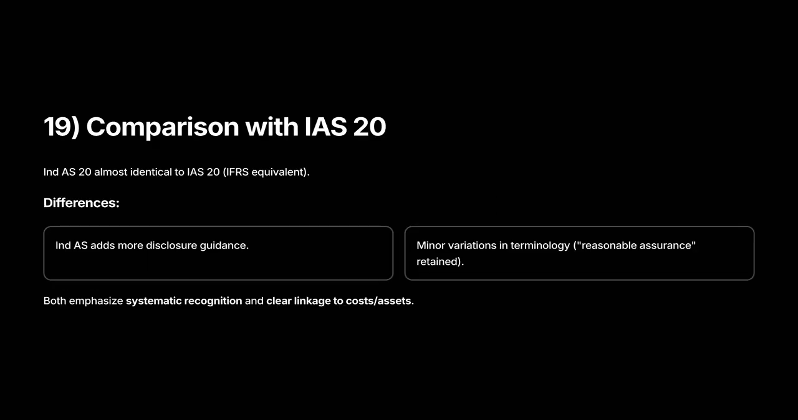Comparison with IAS 20. IND AS 20 is almost identical to IAS 20, the international standard under IFRS. The main differences are minor. IND AS 20 adds more detailed disclosure guidance and keeps the term reasonable assurance. So if you understand one, you can easily follow the other.